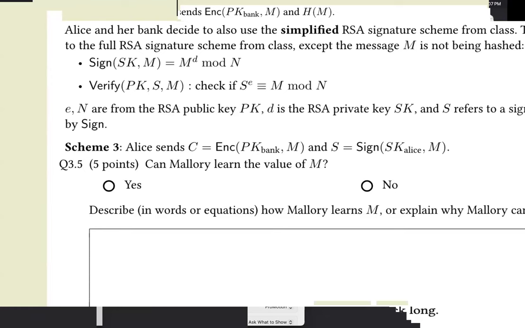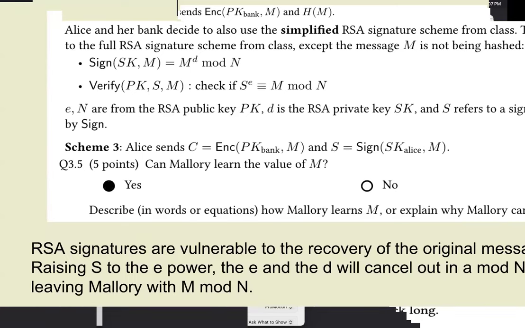Can Mallory learn the value of M? Anyone who thinks it's yes. What about no? Okay. Well, the answer is yes. The reason this is true is because RSA signatures are vulnerable to the recovery of the original message. By raising s to the e power, the e and d will cancel out in the mod n space, leaving Mallory with M mod n.